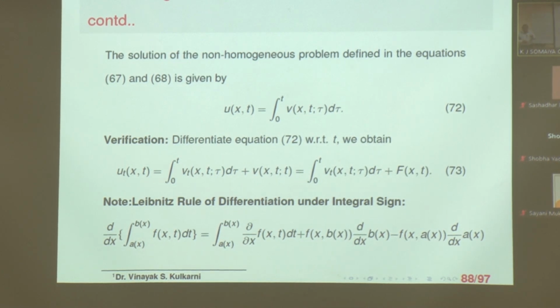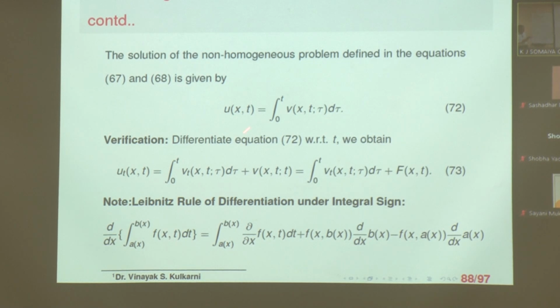Now tau, of course, if I integrate the solution of v within the complete range of the time variable, 0 to t, then this will give me the complete solution of the original non-homogeneous problem. And I will of course verify how this particular integral equation represents the solution of this problem. So the verification is also included here.